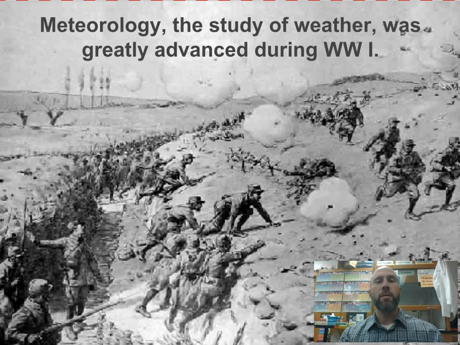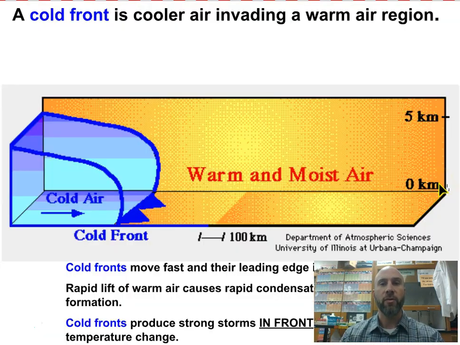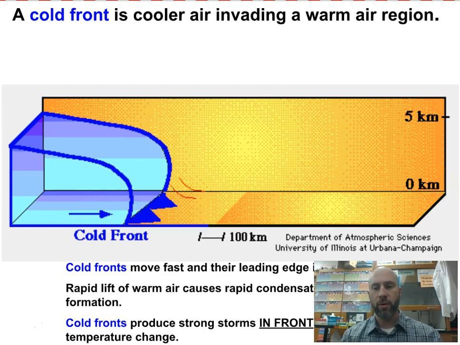Okay, so meteorology really started to be studied a lot more during the World Wars. And what they did is they often used military terms to describe the weather. So for example, if you have a boundary line between two air masses, they call that a front, in the same way that an army would have a front line. So if you have a cold air mass advancing into a warm air mass, we call that a cold front, moving its way through. So let's look at these in a little bit more detail.